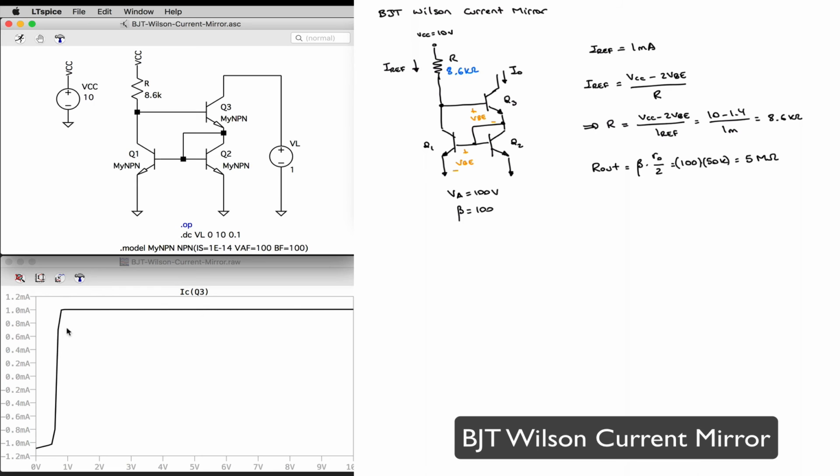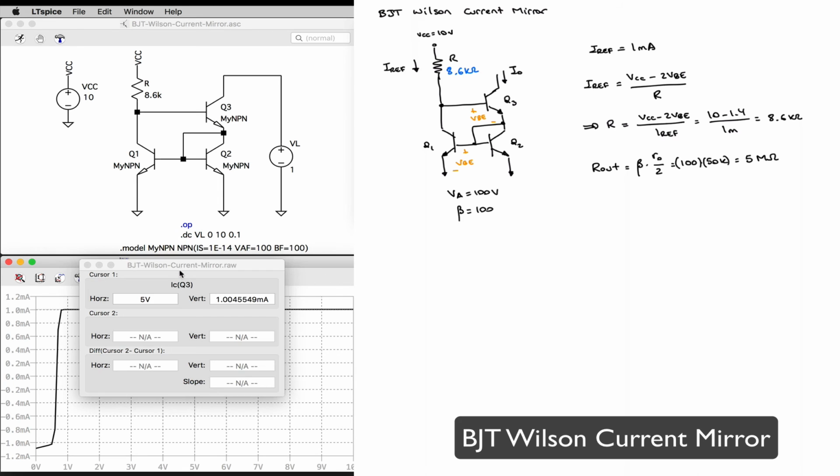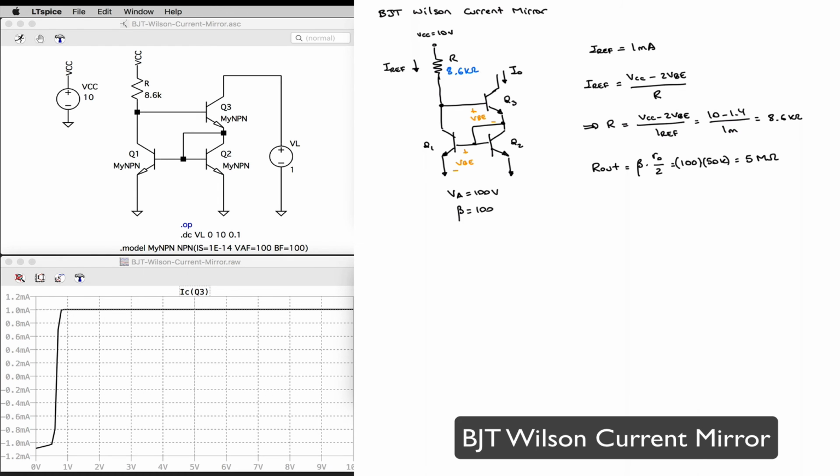We can see again that we have suffered in terms of compliance range with respect to the basic mirror. I'm going to add my grid, and now we're going to take a look at the cursors to determine the output resistance. My cursor one, I'm going to put at 1 volt. It is sitting there at 1 milliamp, so I think I'm going to put it at 1 volt, and then the other one is doing the same thing.